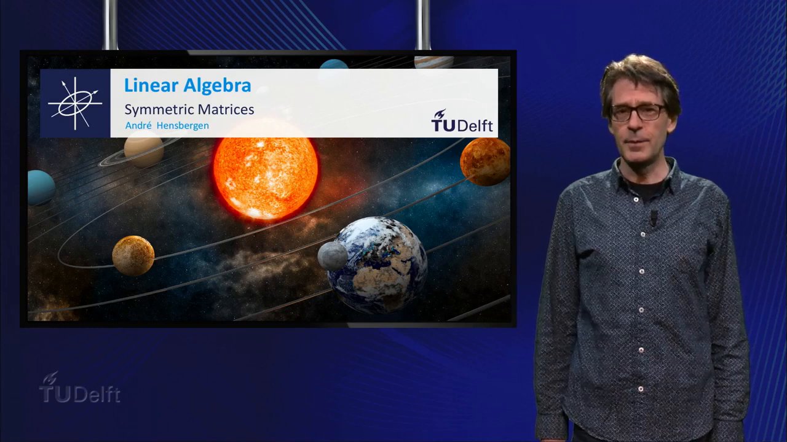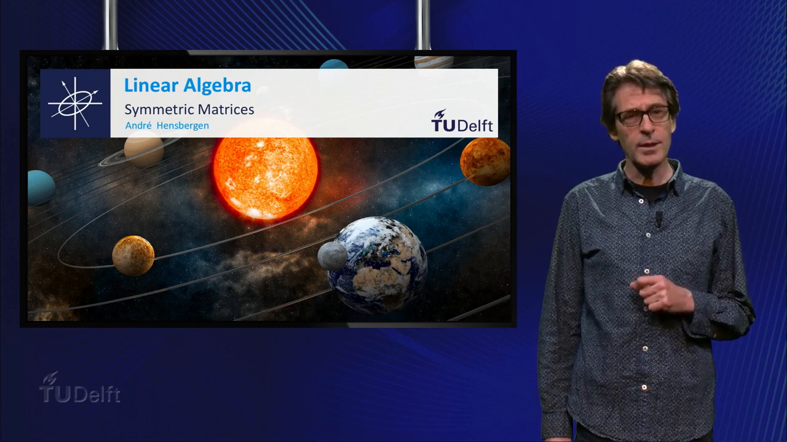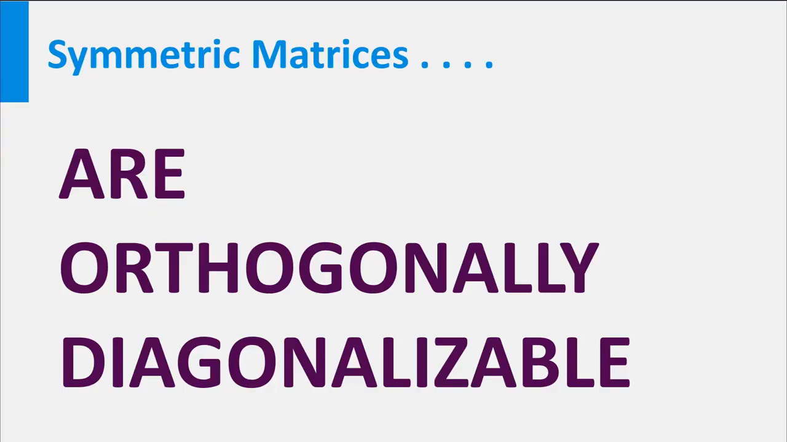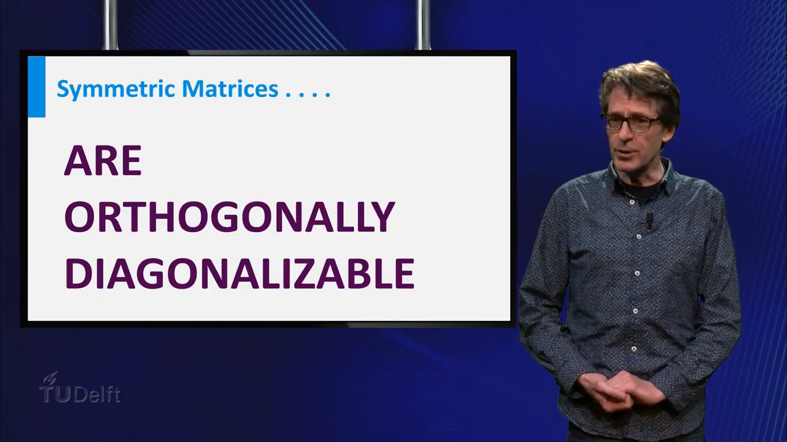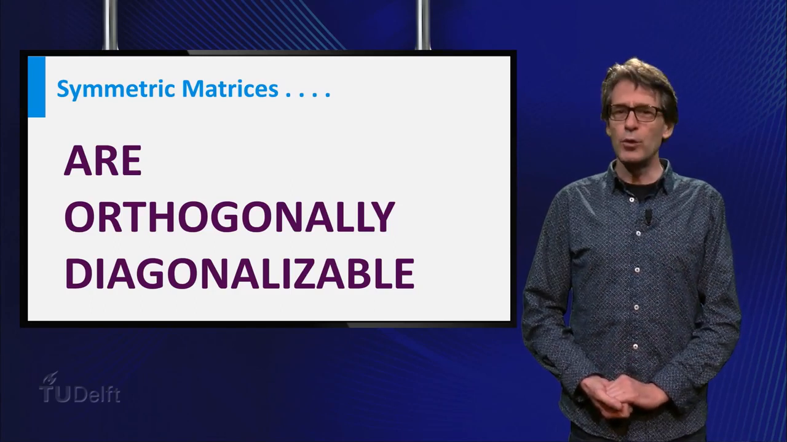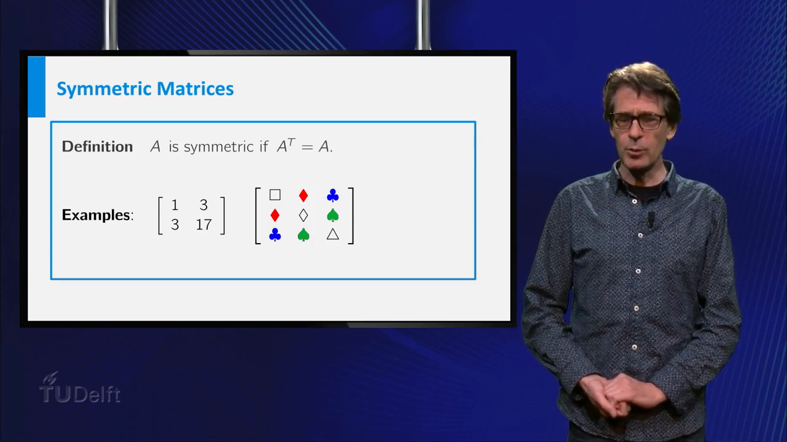Hi there! Did you know that every symmetric matrix is orthogonally diagonalisable? Well, now you do. Do you know what it means? I will tell you. First of all, a symmetric matrix is a matrix that is equal to its transpose.